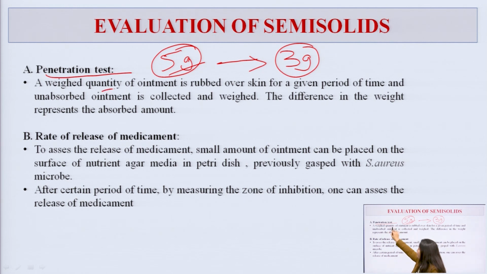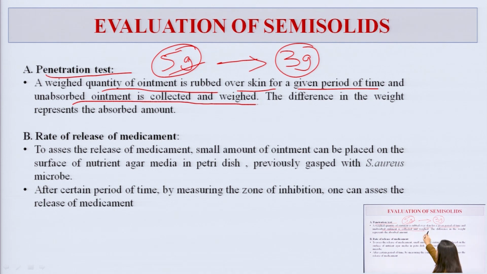So, a weighed quantity of ointment is rubbed over the skin for a given period of time, let us say 1 hour, let us say 2 hours. For a given period of time it has been applied, and the unabsorbed ointment is collected from the area onto which it was applied and weighed again.